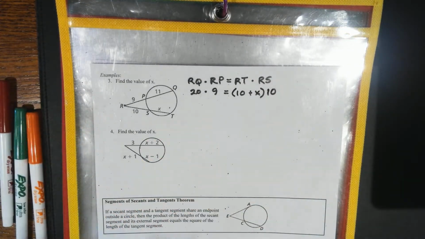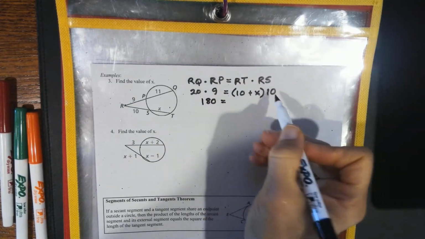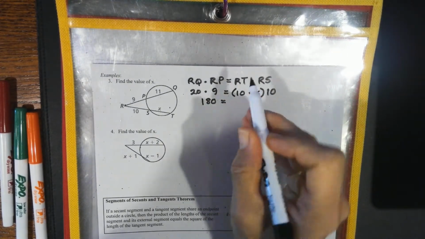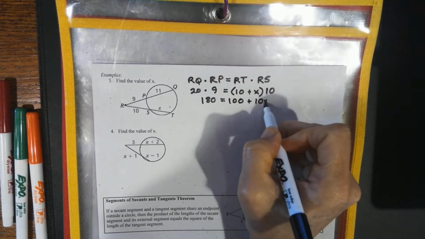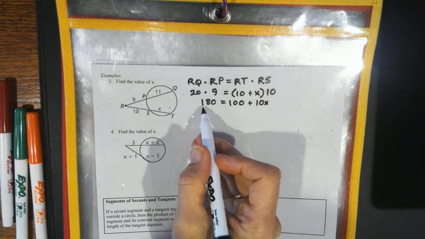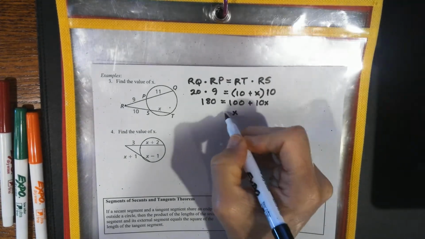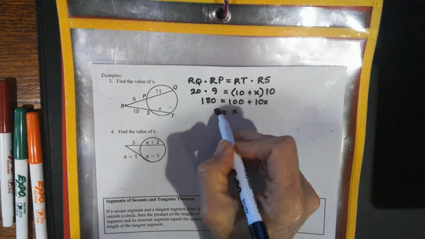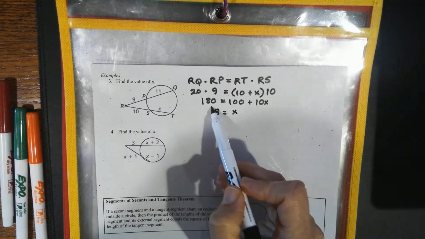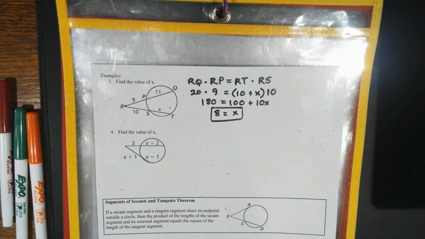So we have an equation, and we can solve it. That's 180. This 10 will multiply both on the inside. I'm going to subtract 100 from both sides, and I get 10x equals 80, and it wants me to find x, so I'm good with that one. This one's going to take a slight bit longer. That's why I wanted to spend a little more time on this one.